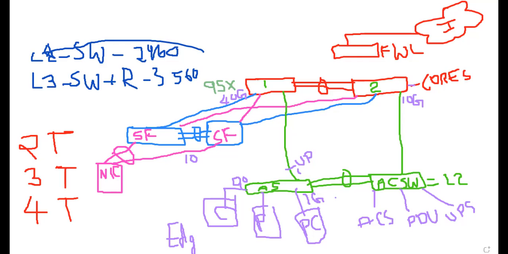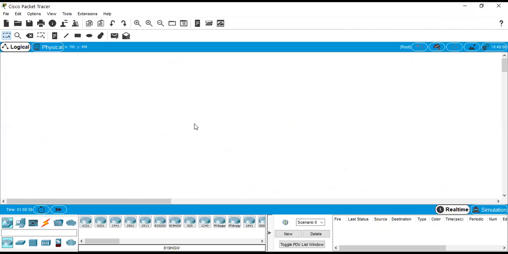So let's say in this you can see that we have many different sets of switches. For example, we have 3560. So above 3000, this will be considered as layer 3.